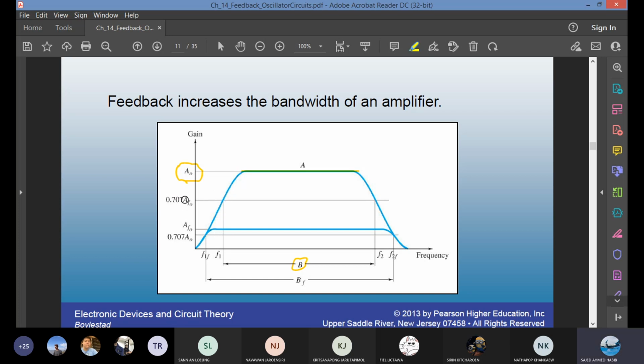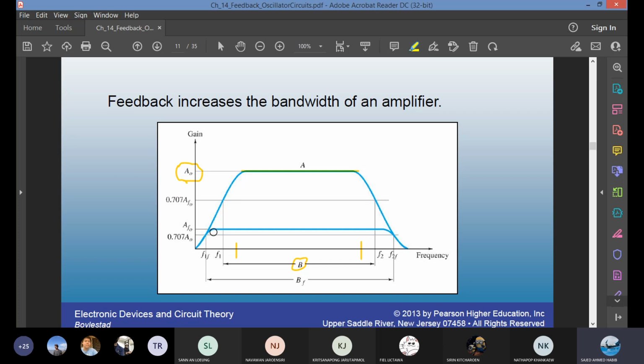When you provide some feedback, the original one is narrow, original one is right here. You provide a little bit of feedback, so your total gain is now 0.707 times the full gain, maybe 70%, you have reduced bandwidth. You can actually make the feedback in such a way that you can get a further larger bandwidth. With the feedback, you can get very wide bandwidth. So the amplifier can operate at a larger available frequency range.